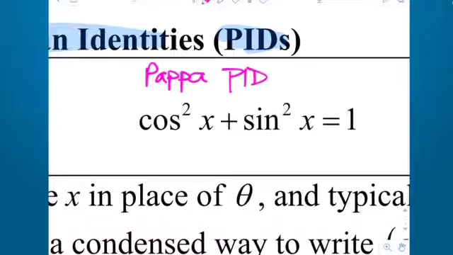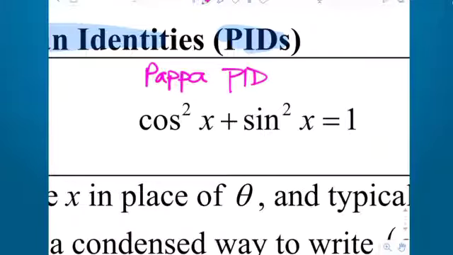All right, Papa PID. Here's what it says. Cosine squared plus sine squared is equal to what? 1. When is cosine squared plus sine squared equal to 1? When? Yeah, we did have it on a worksheet. For what values of x is cosine squared plus sine squared equal to 1?